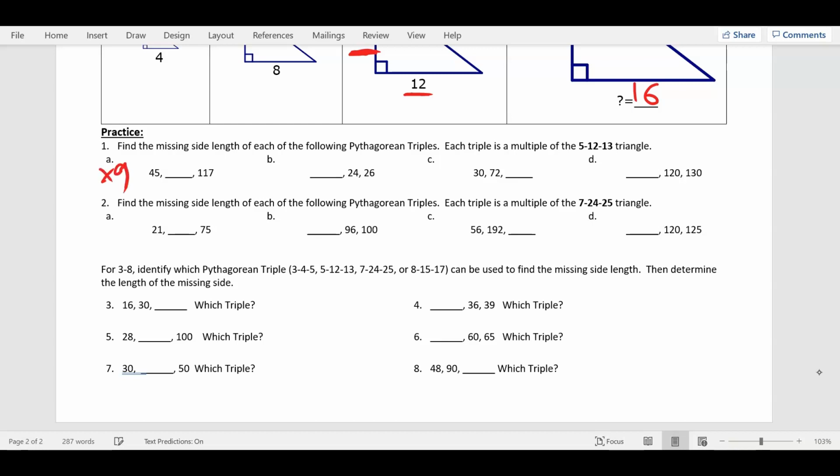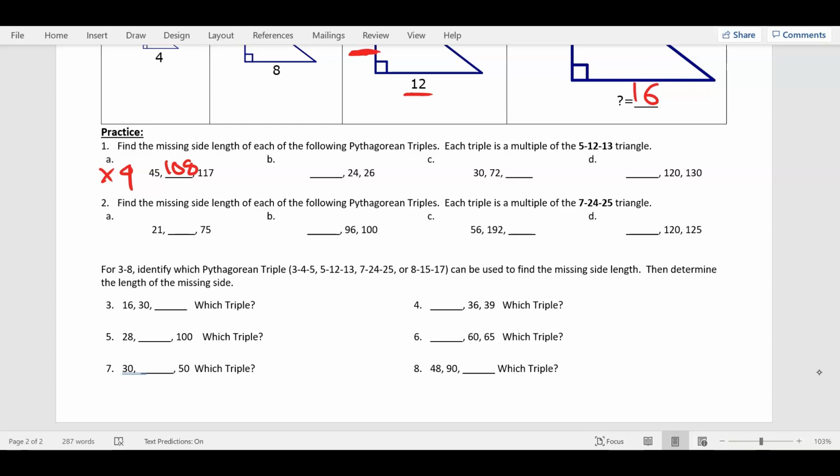And if you know the multiplier is 9, can't you use that to figure out the blank one right here? What's the middle one here? 12. 5, 12, 13, right? So if I know the multiplier is 9, well, what's 12 times 9? Type it in, get your answer. It's 108, just so you know.